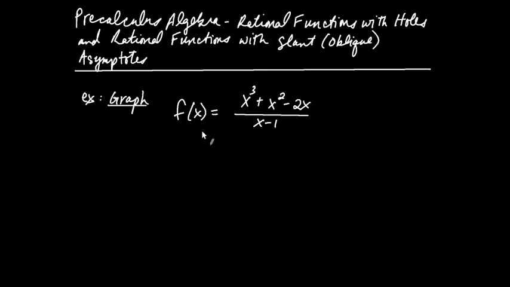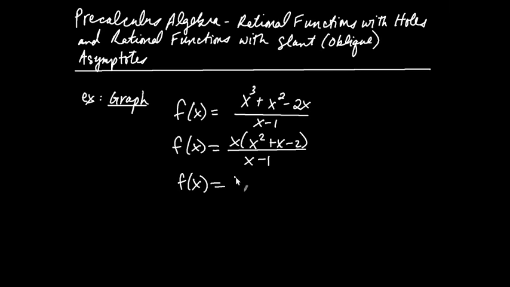A nice strategy when you're first graphing a rational function, as we've seen before, is to first factor the numerator and denominator. So in this case, we have f of x is equal to x times (x squared plus x minus 2), and the denominator is going to be x minus 1. And factoring what's in parentheses, we have f of x is equal to x times (x plus 2) times (x minus 1) divided by (x minus 1).